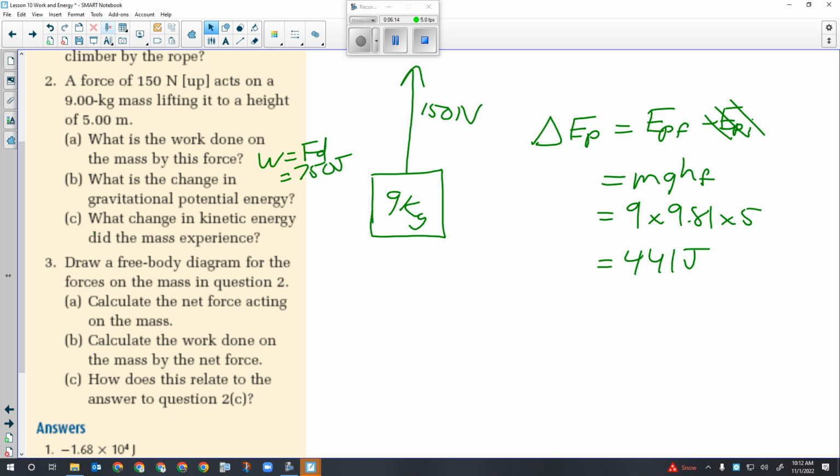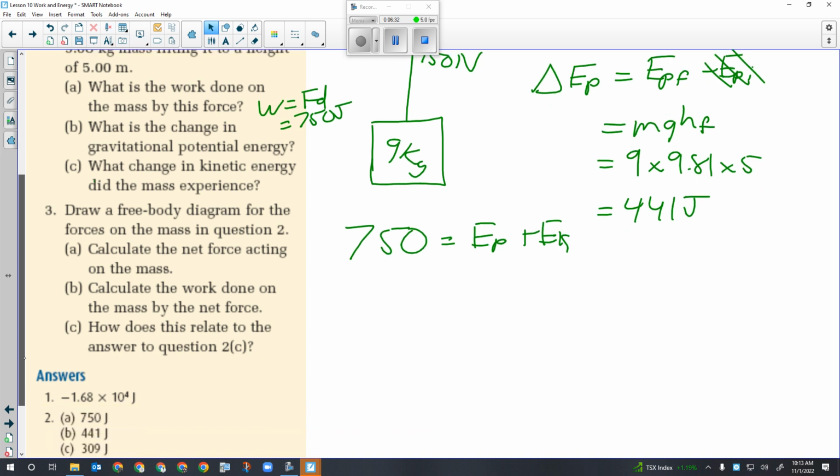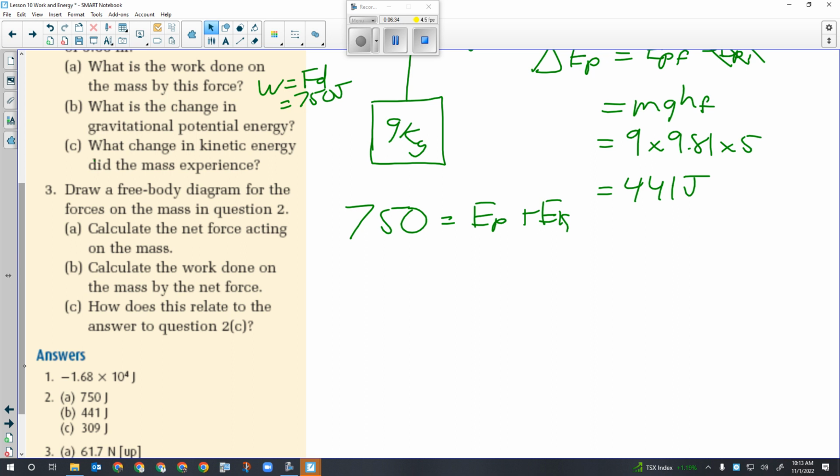We know we did 750 joules worth of work, or changed the mechanical energy by this much. So that means, since mechanical energy is EP plus EK, if I subtract that 441, that'll leave me with the kinetic energy that's left over. And that's going to be 309 joules.